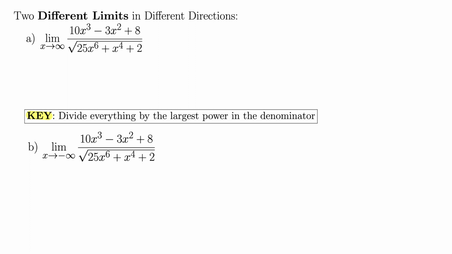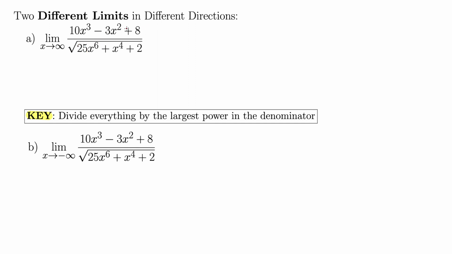The key here is to divide everything by the largest power in the denominator. What that means is to find the largest power. This only applies to x, so we have x to the 6th there. But it's not really x to the 6th, it's actually the square root of x to the 6th. So when I say the largest power in the denominator, I mean the square root of x to the 6th. And then we want to divide everything by that.